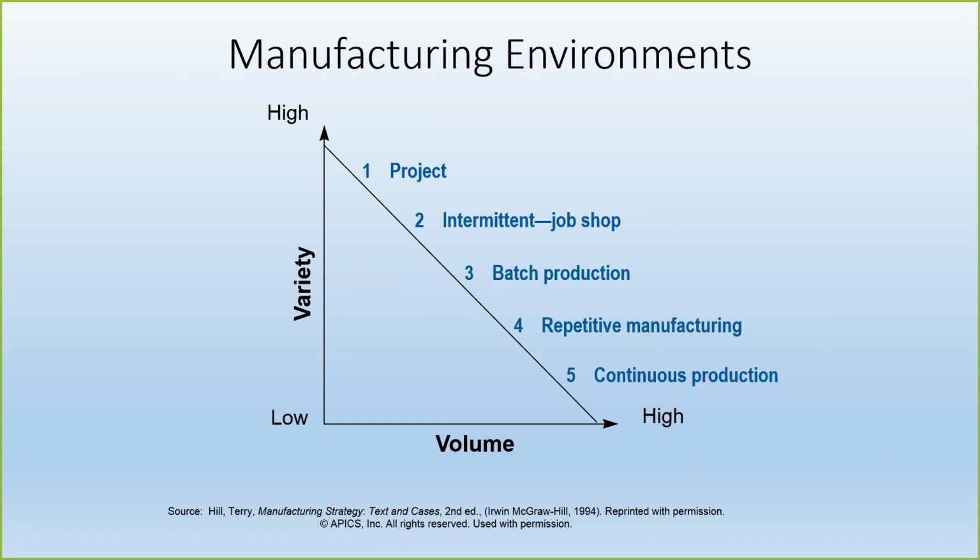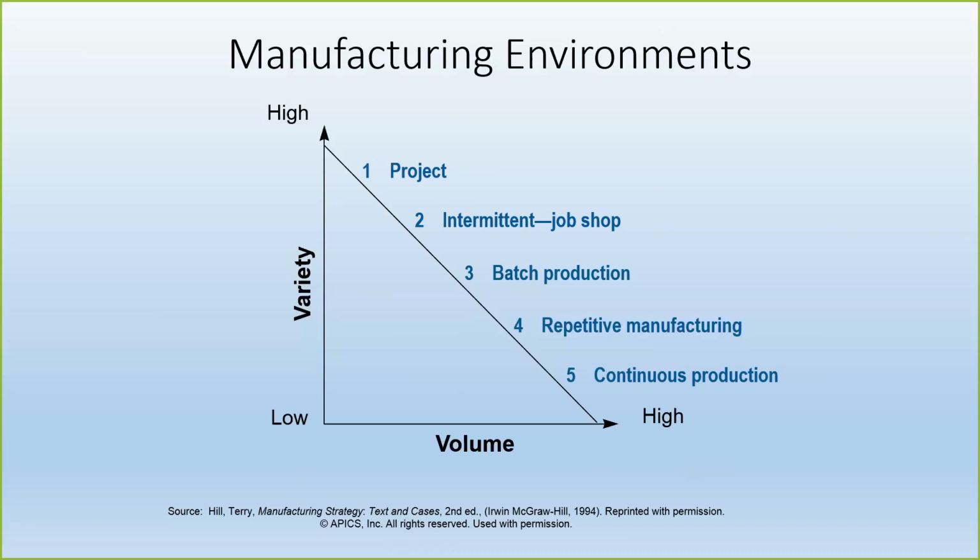We've got a little bit less variety, but still low volume. We still have a lot of flexibility, and we're going to tend to work in an intermittent manufacturing job shop. Somewhere in the middle where we've got some variety, some volume, batch production. Moving down that continuum there, we've got into repetitive manufacturing, and then continuous production. And then in continuous production, we're looking at highly capital intensive facilities, 24/7 operations that are running, and they produce, think of chemical plants, oil refineries, and the like that fall into that category.